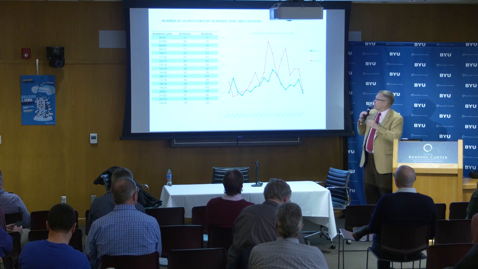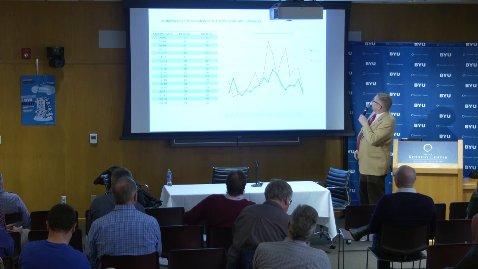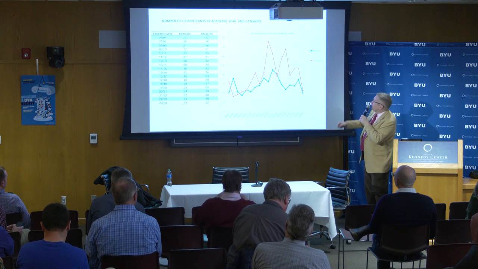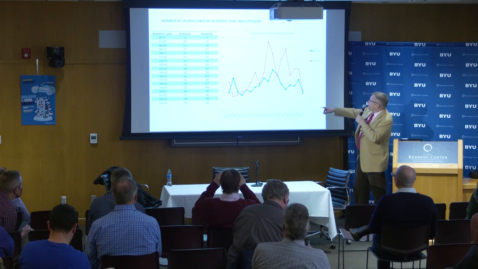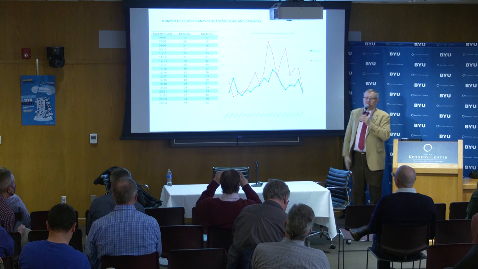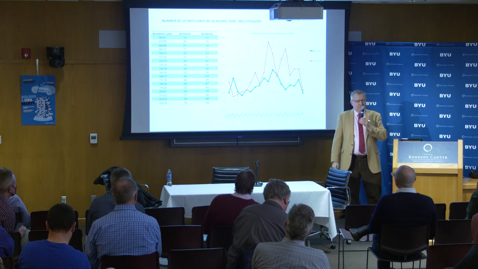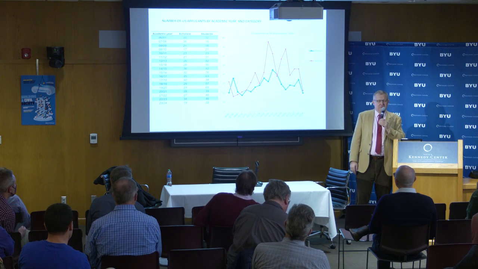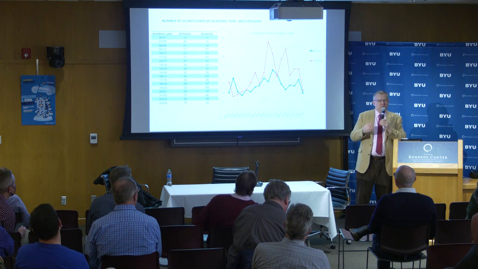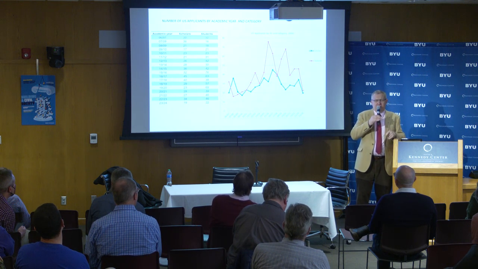Now, you might not be able to see this, but the red line are the students and the blue are the number of scholar applicants. Now, for 23-24, it was only 19. Can you believe that? For 15 slots or so? I don't know what happened. Maybe it's the war in Ukraine. I think that has something to do with it.